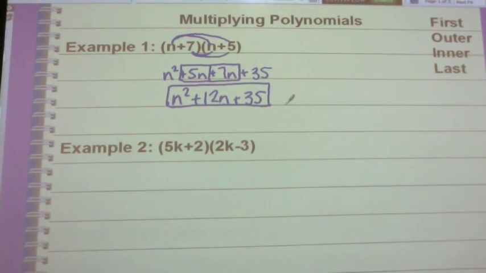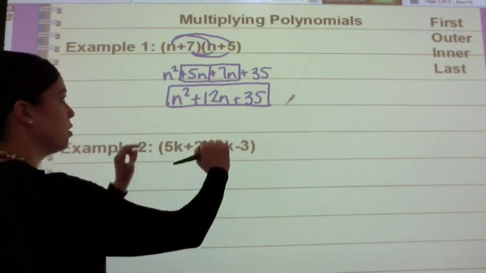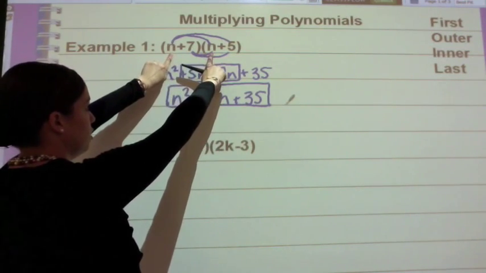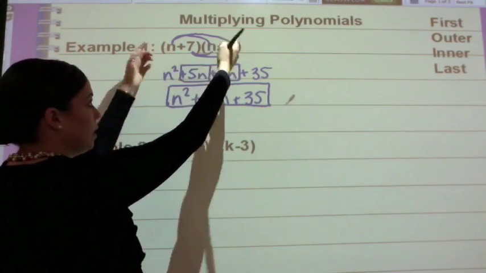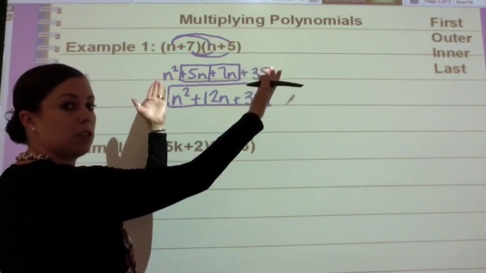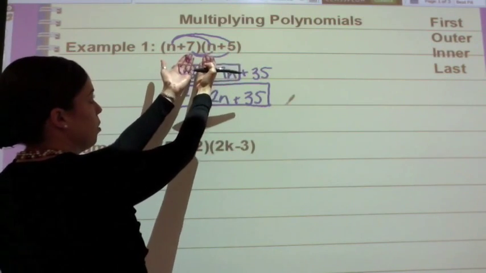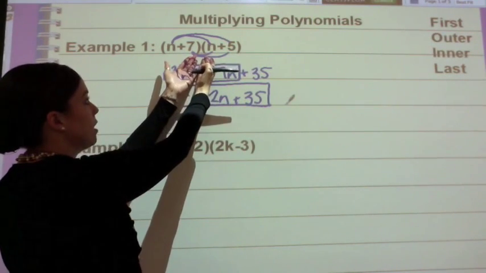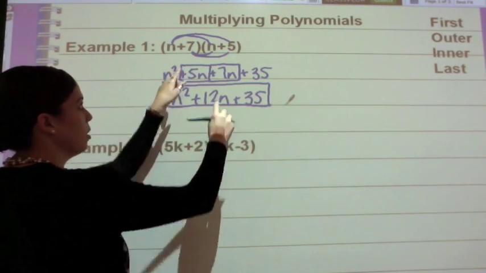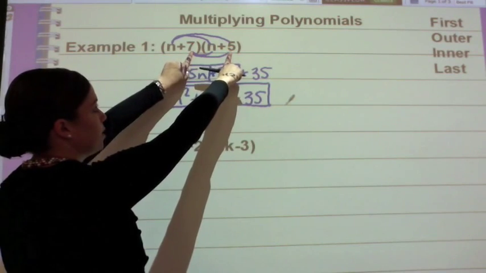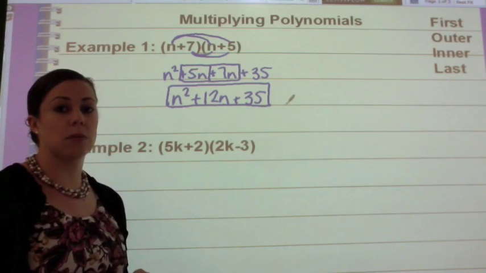Let me quickly go over FOIL and what FOIL means. FOIL means first, outer, inner, last. First means that you're multiplying your first terms in each binomial, so n times n. Outer means you're multiplying the terms on the outside, so n and 5. Inner means we're multiplying the inside terms, so 7 and n. And last means that we're multiplying the last terms in each binomial, so the 7 and the 5. But I like to again say that it's easier to just think about it as distributing twice.